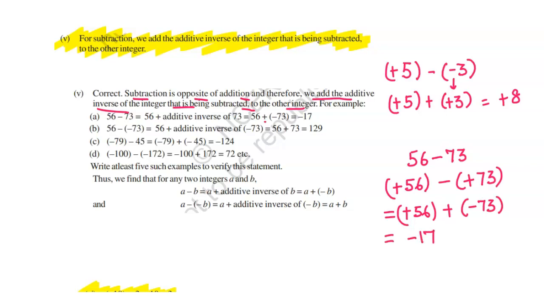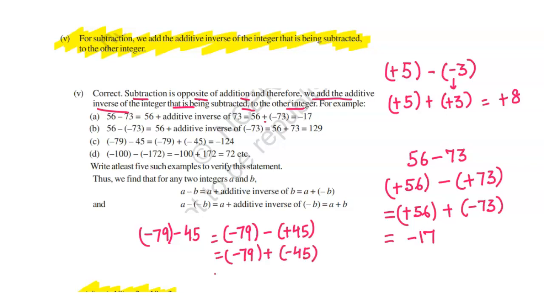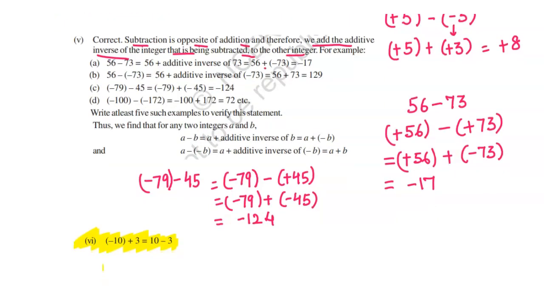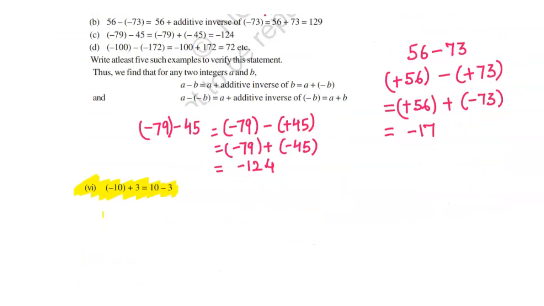Similarly here, we have another question, negative 79 minus 45. So we are subtracting positive 45 from negative 79. We are going to add the additive inverse, or the opposite. So this is how we are going to solve the question. The answer is going to be negative 124. So you can write 5 examples and verify this statement.